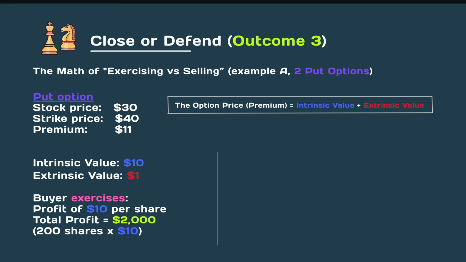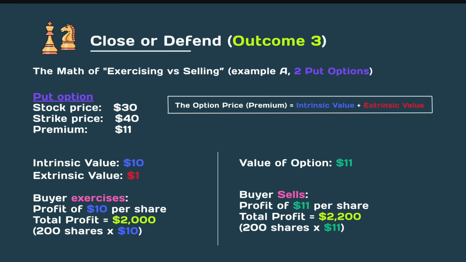We're going to contrast that to the value of the option on the open market. The value of the option means that's the price of the option or the premium of the option. In this case over here, if this buyer goes out there and decides to close out their position by selling away their put options to somebody else, here's the profit they're going to end up making. In this case over here, the value of the option, the price of the option is $11. Multiply by 200 shares. That will give the buyer a profit of $2,200. And that's higher by $200 than if they were to exercise early.